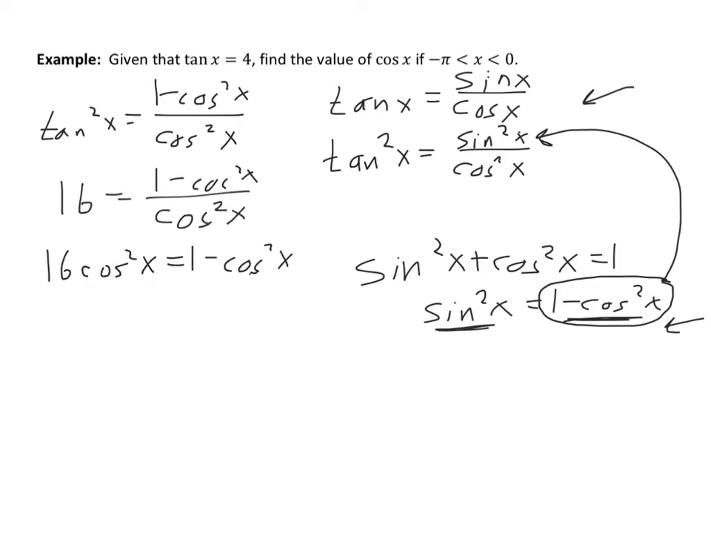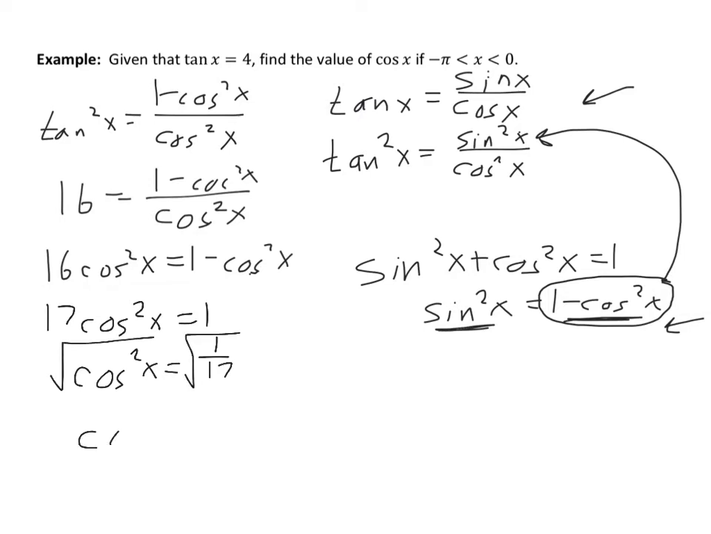Let's see here now. I've got 16 cosine squared x here and negative cosine squared x here. I could just add that 1 cosine squared x over. That would give me 17 cosine squared x equals 1. I could divide by 17. Cosine squared x is 1/17. And then just like last time when I square root, I'll wind up with cosine x equals plus or minus the square root of 1/17.